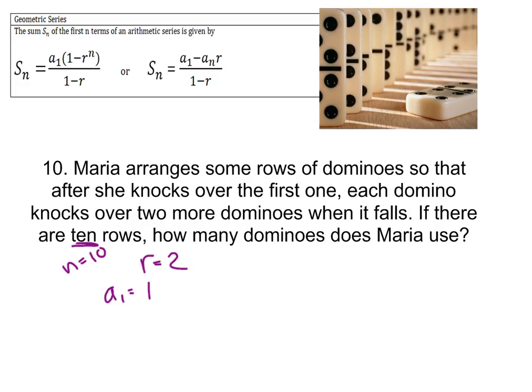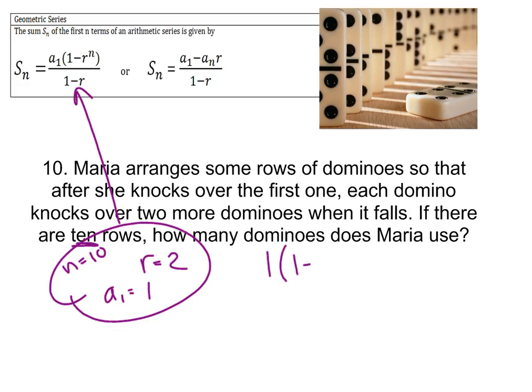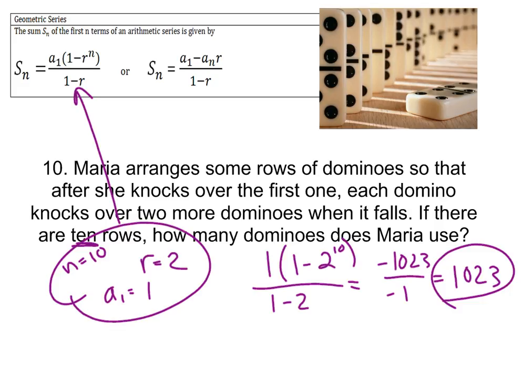So now, since I have this situation, I want to use this formula. I don't know how many are in the 10th row. I could figure it out, but I don't need to. So my first one is 1. 1 minus my common ratio, 2 to the 10th power, all over 1 minus 2. So 2 to the 10th is a really big number, 1,024. 1 minus that is going to be negative 1,023, all over negative 1. So how many dominoes did I use? 1,023 dominoes. All I did was plug it in here and go. That's all I had to do.